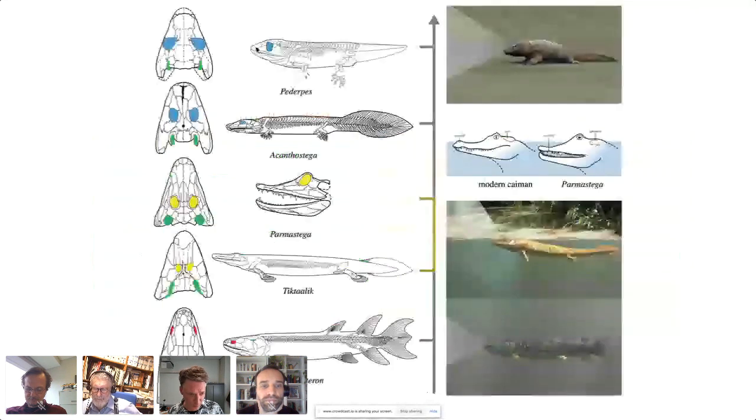And here's, by the way, a skull of Parmastega that Per Ahlberg just published a paper on not long ago, with these giant orbits sitting on top of the skull. And check out, he has a figure in his paper. Here's Parmastega, and here's a modern caiman. Pretty uncanny in its similarity.